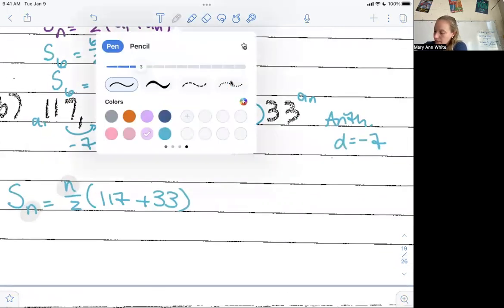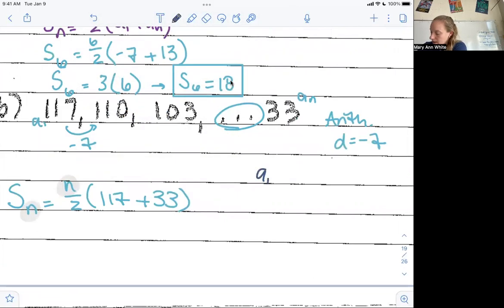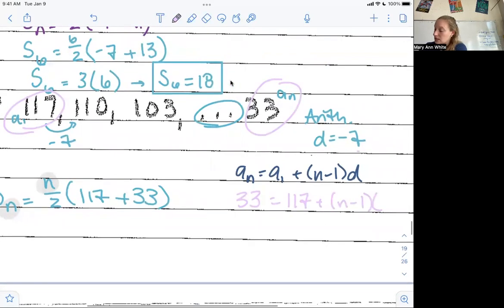I'm going to use that formula, a sub n equals a sub 1 plus n minus 1 times d, and I'm going to plug in what I know. I know a sub n is 33. I know a sub 1 is 117. I do not know n, and I do know d is negative 7.